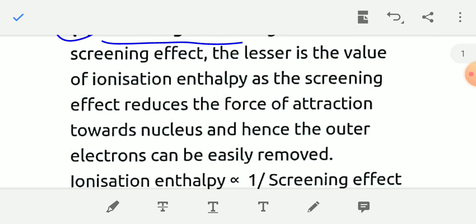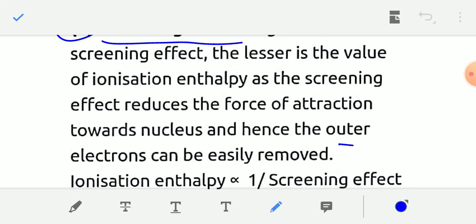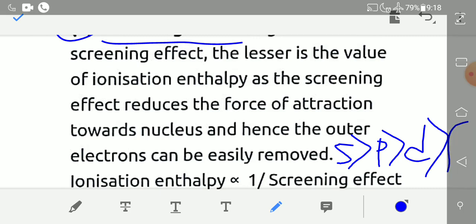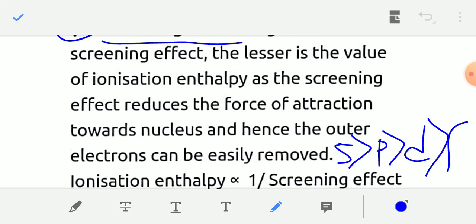So ionization enthalpy is inversely proportional to the screening effect of inner filled orbitals, and the screening effect order is: inner s orbital is greater than p orbital, greater than d, greater than f. You have to remember this order. This is the screening effect of different orbitals. S orbital has maximum screening effect. So higher the screening effect, lesser is the ionization enthalpy.